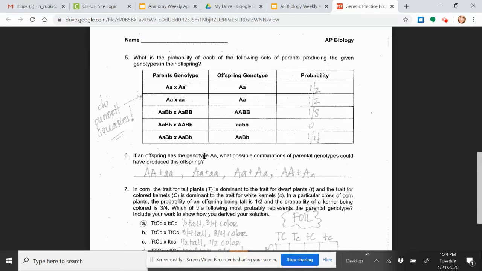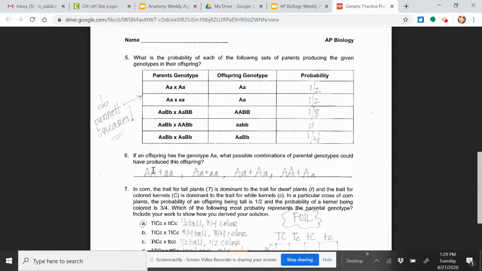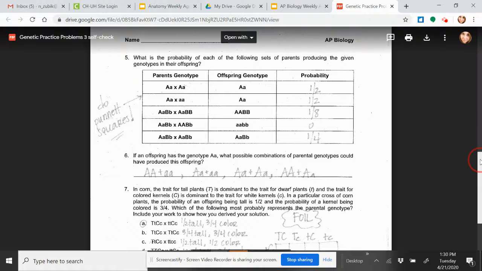6, if an offspring has the genotype big A, little a, so it's a heterozygote individual, what possible combinations of parental genotypes could have produced this? So which parents could have produced big A, little a? Remember, you get one allele from mom and one allele from dad. So if we have big A, and little a, we could get a big A allele from this individual and a little a allele from this individual. Big A, little a, we could get a big A from this individual, a little a from this individual, and so on for the next two.